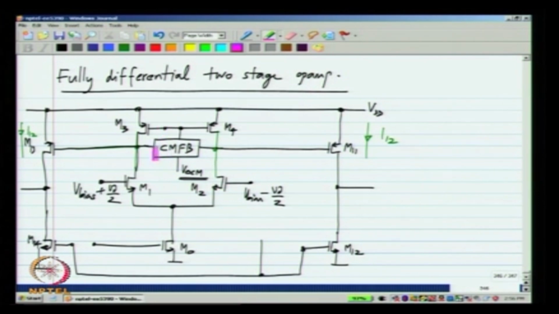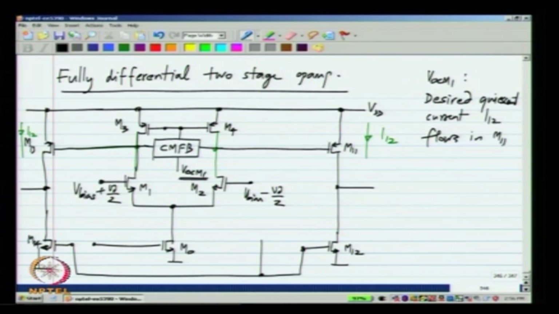Okay. Now, in this case the first stage is a fully differential single stage op amp, and its output produces certain current in M11 and M13, and we should, using another common mode feedback circuit, make sure that M12 and M14 carry the same current. Okay. They are not fixed current sources at the bottom in this particular arrangement of the two stage op amp. So, VOCM for the first stage, let me call it VOCM 1. VOCM 1 must be such that the desired quiescent current I12 flows in M11. Okay.